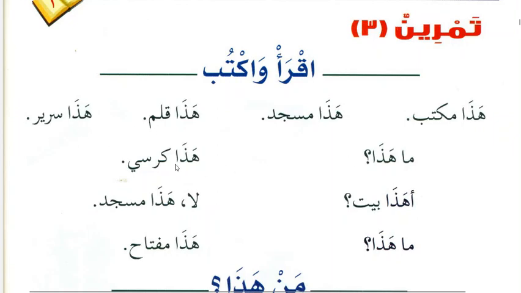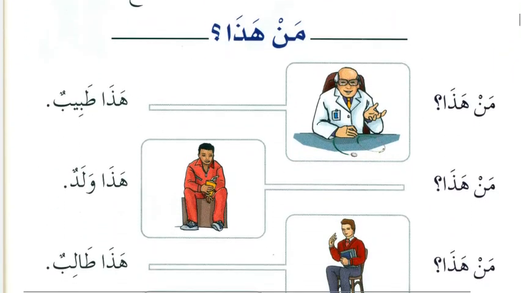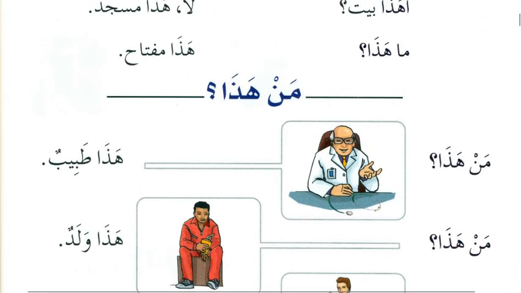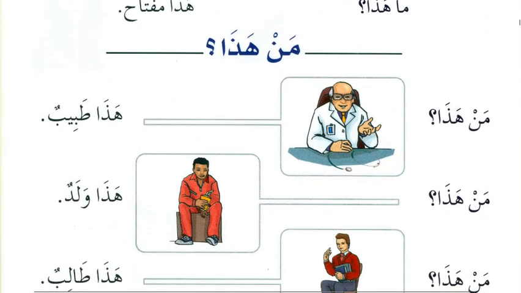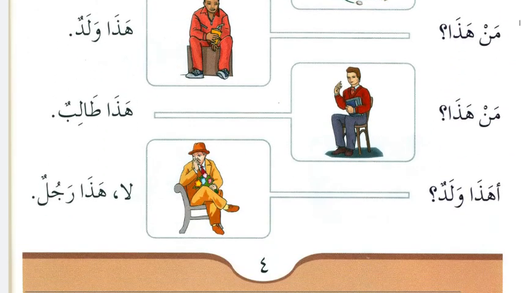So this is a desk, this is a mosque, this is a pen, this is a bed. Ma haza, what is this? Haza kursi, this is a chair. So that's why he is asking you to read them. Man haza, who is this? Haza tabib, this is a doctor. Man haza, who is this? Haza walad, this is a boy. Man haza, who is this? Haza talib, this is a student.